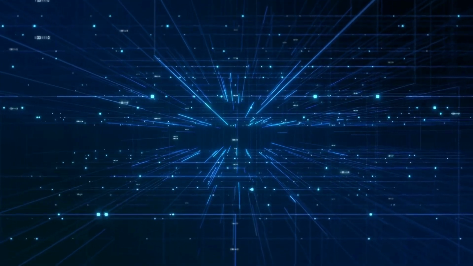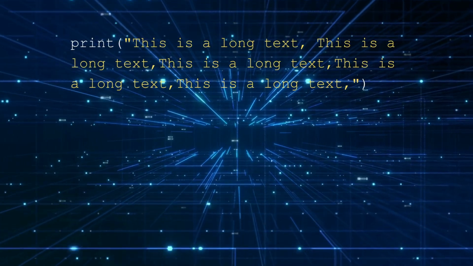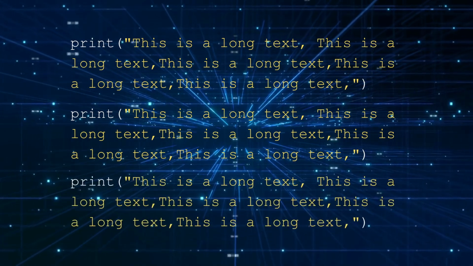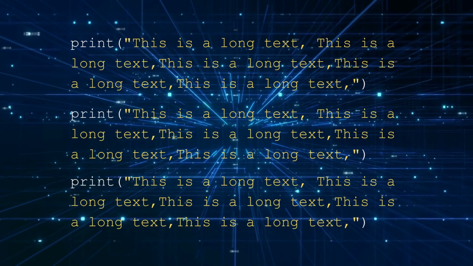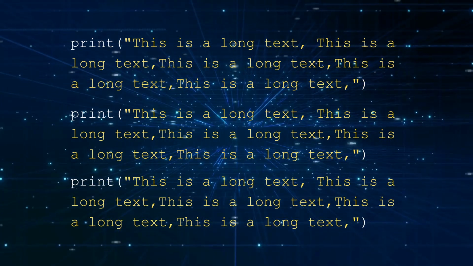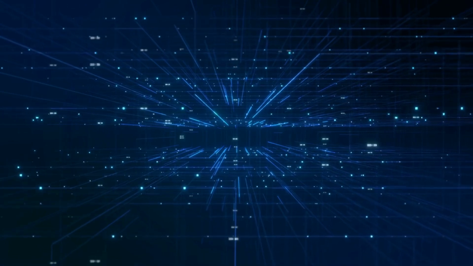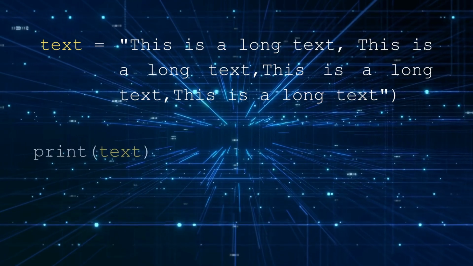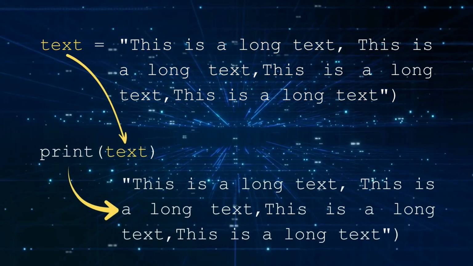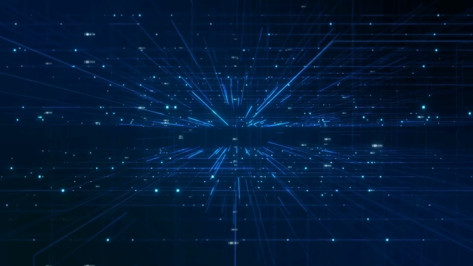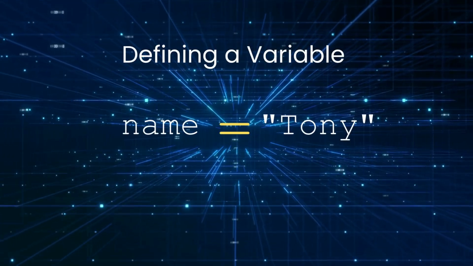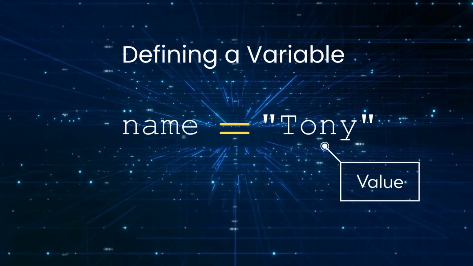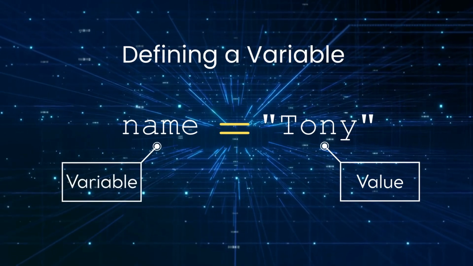Consider a practical case. Suppose you need to print a very long paragraph of text several times throughout your program. Instead of re-entering that long text every time, which makes your code unnecessarily long and increases the risk of typing errors, you can simply store that text in a variable once. From that point on, you only need to refer to the short variable name to print the entire paragraph. To create a variable, we use the equals sign, which is technically called the assignment operator. It assigns the value on the right to the name on the left.